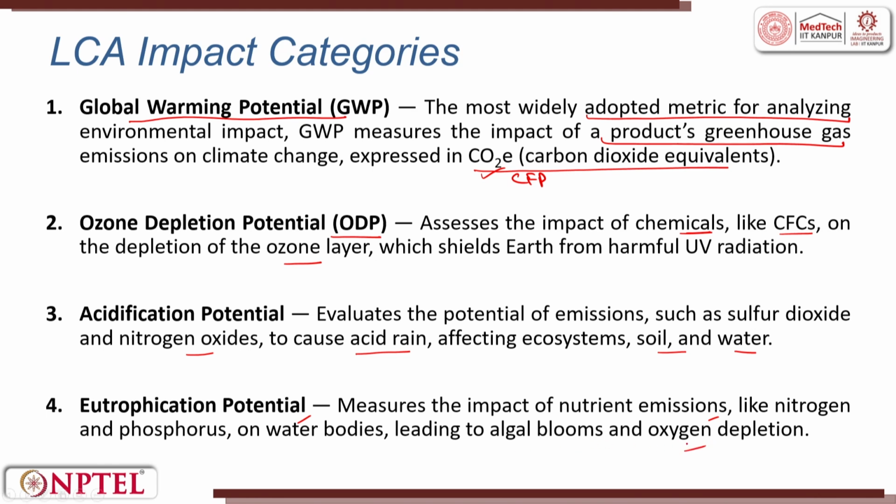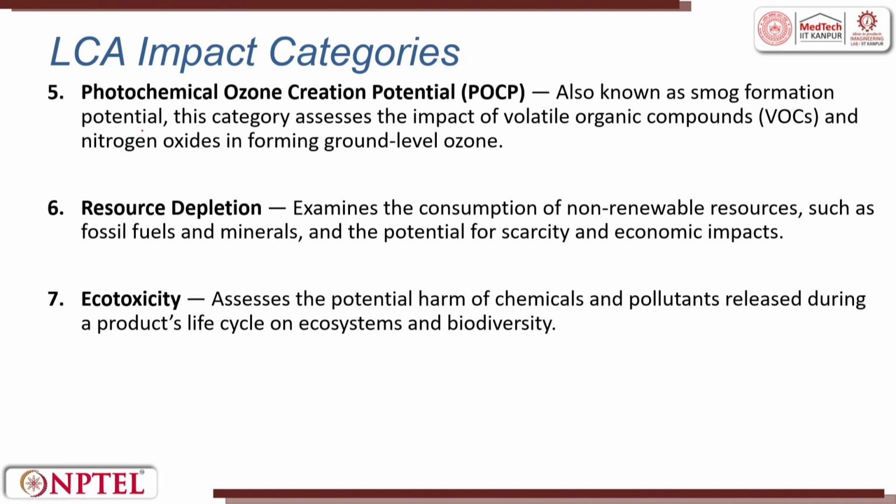Some other impact categories are photochemical ozone creating potential, that is POCP, also known as smog formation potential. This category assesses the impact of volatile organic compounds, that is VOC, and nitrogen oxides in forming ground level ozone. Resource depletion examines the consumption of non-renewable resources such as fossil fuels and minerals, and the potential for scarcity and economic impacts. Ecotoxicity assesses the potential harm from chemicals and pollutants released during the product's life cycle on ecosystems and biodiversity.